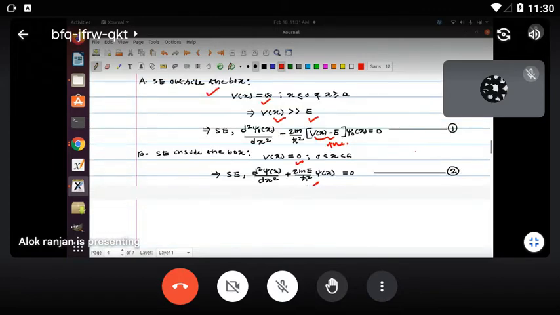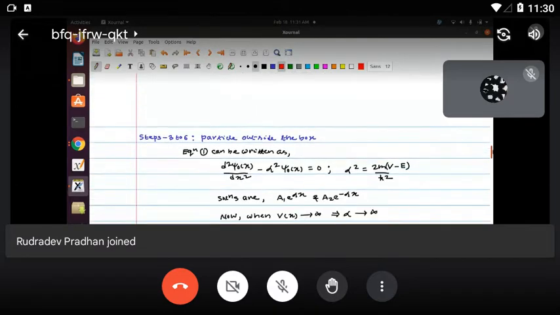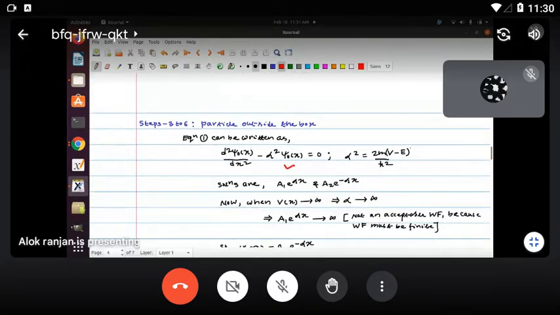Equation 1 can be rewritten. I can define (V(x) minus E) equal to alpha square, where alpha square equals 2m(V minus E) over h bar square. Okay, so now it is a positive quantity, and it is a second order ordinary differential equation. We have already solved ordinary differential equations in the oscillation chapter. So what we have to do is start with an initial guess solution, and the solution will be A1 e to the power alpha x plus A2 e to the power minus alpha x, where alpha is this.